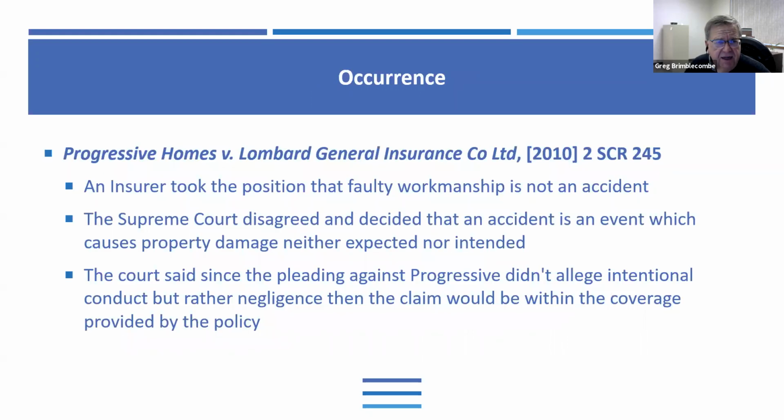We'll go to that. There is a case called Progressive Homes that talks about what an occurrence is. The insurer took the position that it's not, because it's faulty workmanship. This went to the Supreme Court of Canada, and the Supreme Court of Canada said an occurrence is something that's not expected or intended. So if it is unexpected and unintended, then it can be an occurrence. It went on to say that since it wasn't alleged that it was intentional conduct, but rather negligent conduct, it would be within the coverage provided under the policy. So looking at our analysis, we now have a property damage by definition, we believe we have compensatory damages, and we believe we have an occurrence.